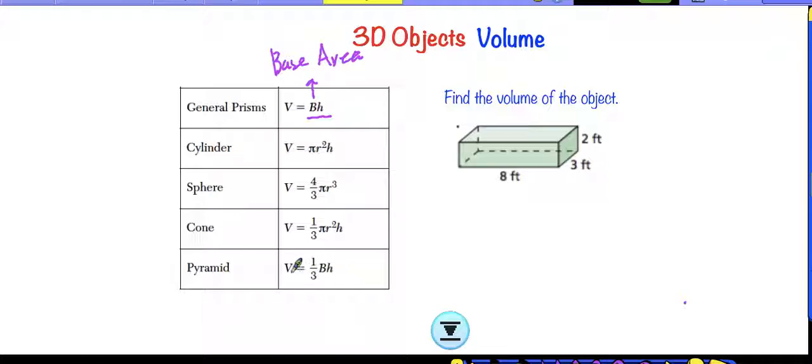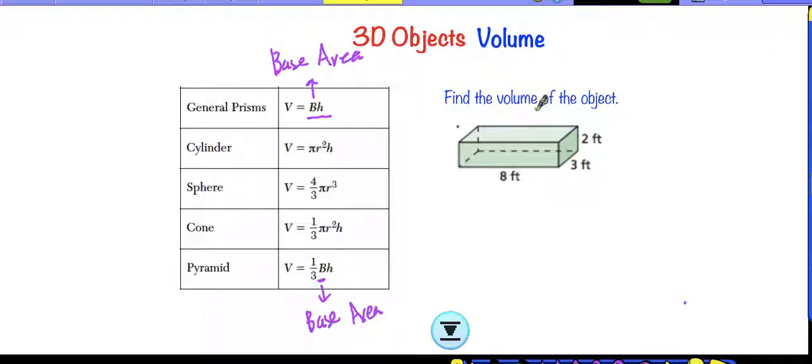Then I will know that, okay? Also, you can see that for a pyramid, the only difference between a pyramid and the general prism is 1/3 in the formula. Again, this capital B here is actually the base area. So do not just remember it as base. Remember to find the area of the base.